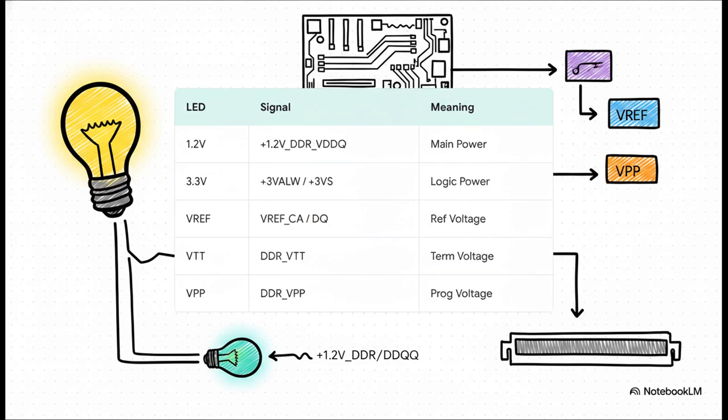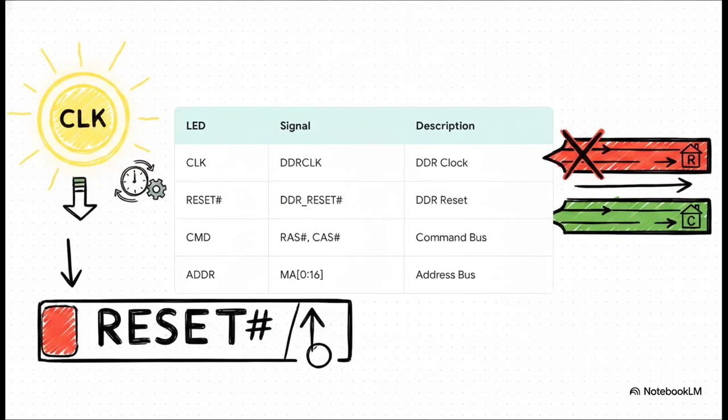You've also got your 3.3 volt light for slot logic power, VREF for reference voltage, VTT for your termination voltage, and VPP, which is your program voltage. Verifying these lights first guarantees your memory slot actually has the electrical muscle it needs to function. So once you're absolutely sure the power is solid, we look at the control and clock signals. The CLK LED tells you if the DDR clock is pulsing straight from the CPU.